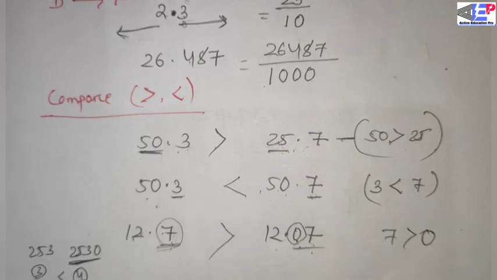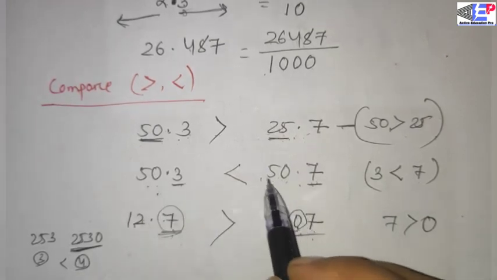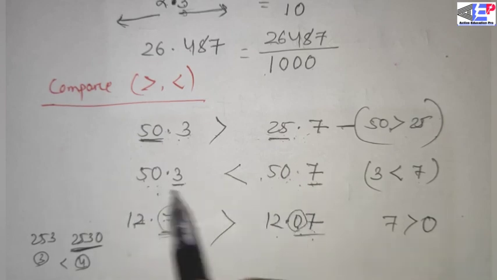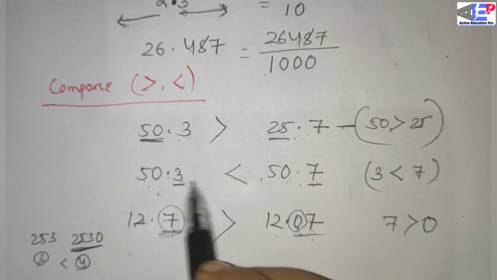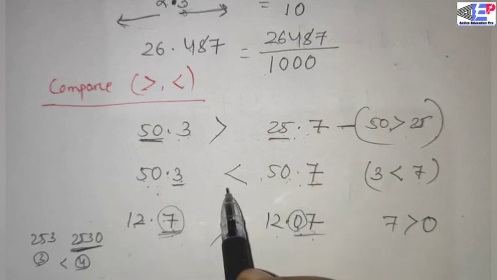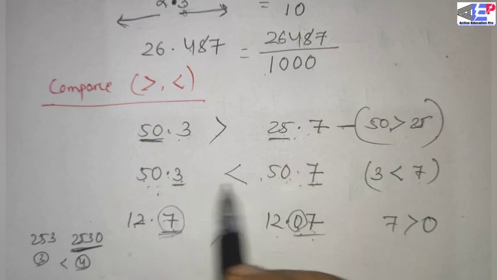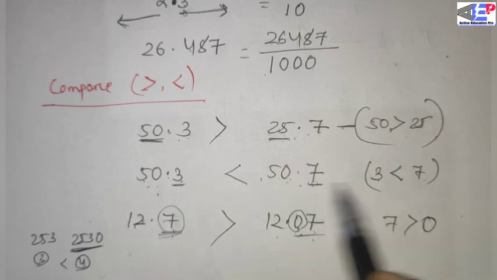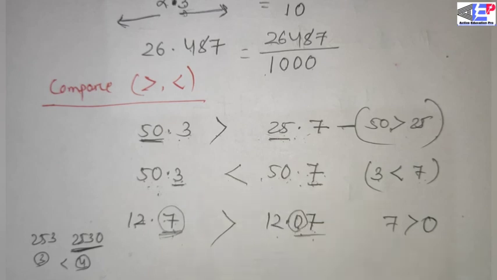The next case, carrying the same whole number part. Both numbers carry the same whole number part, 50 and 50. Here the digits at the right side of the decimal point vary. This is 3 and this is 7. So you have to compare the numbers by checking the digit on the right side. Here 3 is less than 7. So 50.3 is less than 50.7.